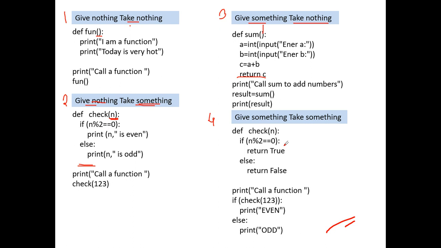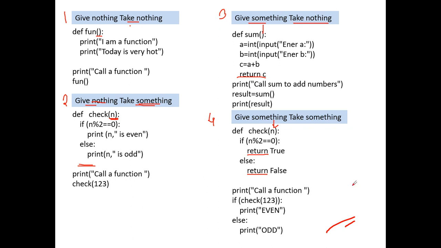The last one is give something, take something, which is the most useful and conventional approach of writing a function. It is taking something in its parameter and also returning something. The function that is calling this function will also have some value from this function. So this type of function can be categorized as give something, also take something.